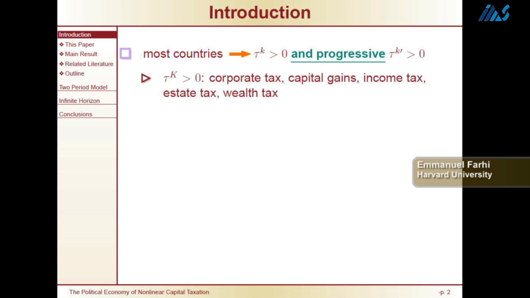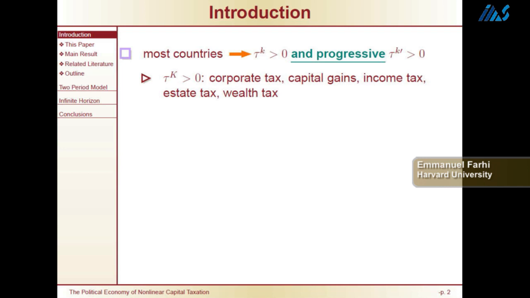So capital is taxed in many different places in the tax code. That makes it a bit difficult to come up with a schedule for capital taxation that would be comparable to a schedule for labor income taxation. But let me try to cite a few places in the tax code that contribute to positive capital taxes, and then a few places in the tax code that contribute to progressive capital taxes. So I'm going to talk about advanced economies, some of them in the US. You'll see that some of these features are more relevant to Europe. And I know much less about the tax code in Israel.